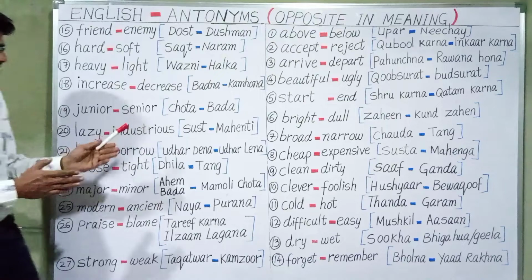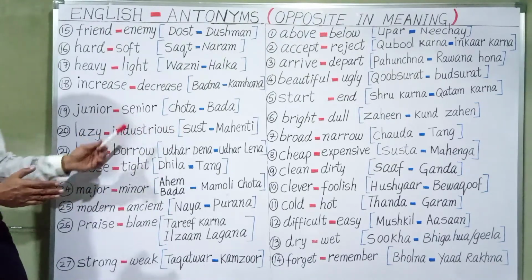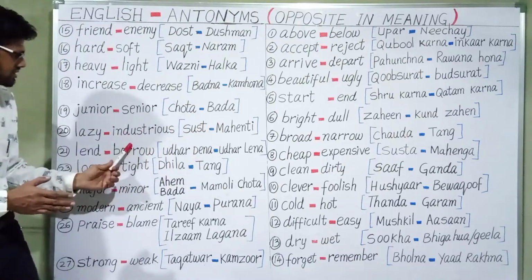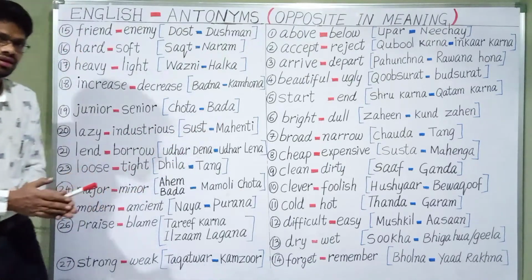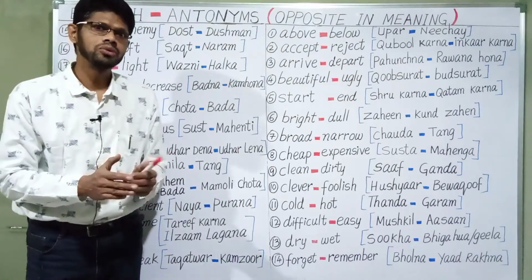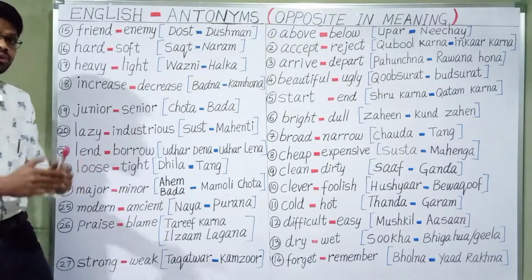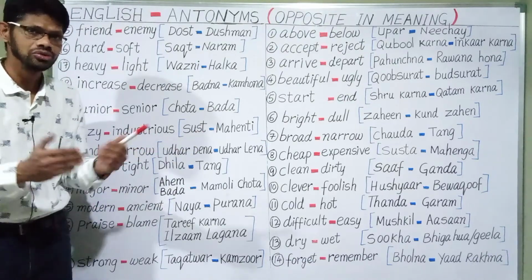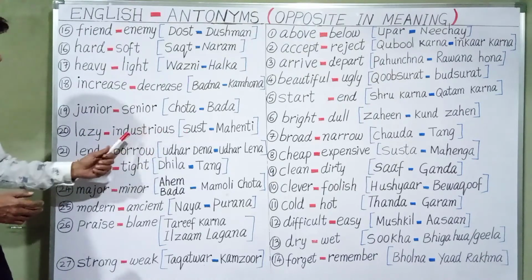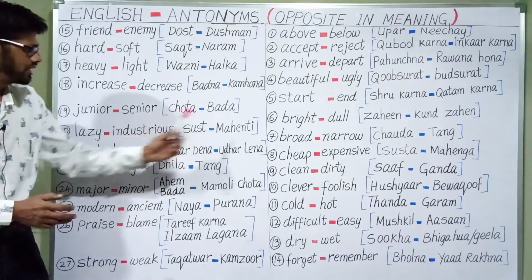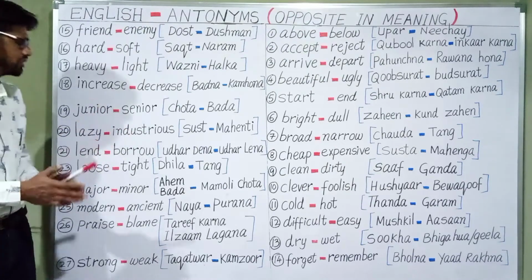Lazy, industrious. Lazy means sust. Industrious or hardworking, we can say industrious or we can say hardworking. Mehanti. I like people who are very hardworking or industrious. I don't like lazy people. Lazy, sust, industrious or hardworking, mehanti. Opposite of lazy, industrious. Opposite of lazy, hardworking.